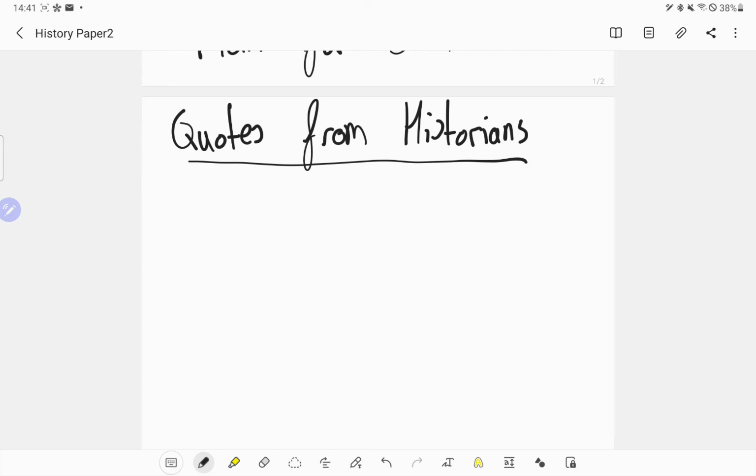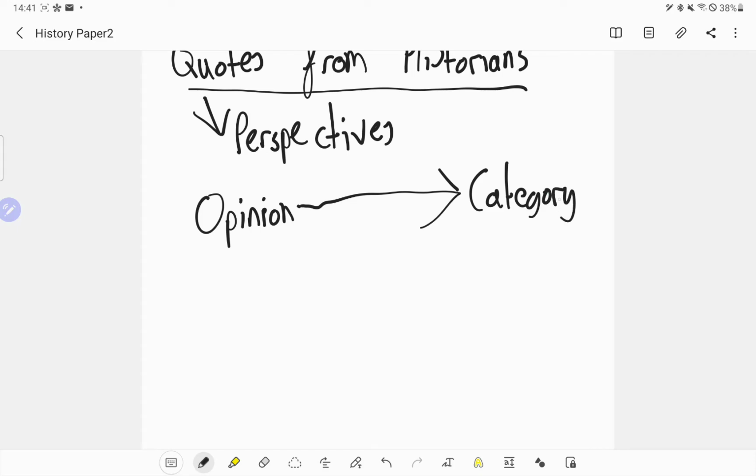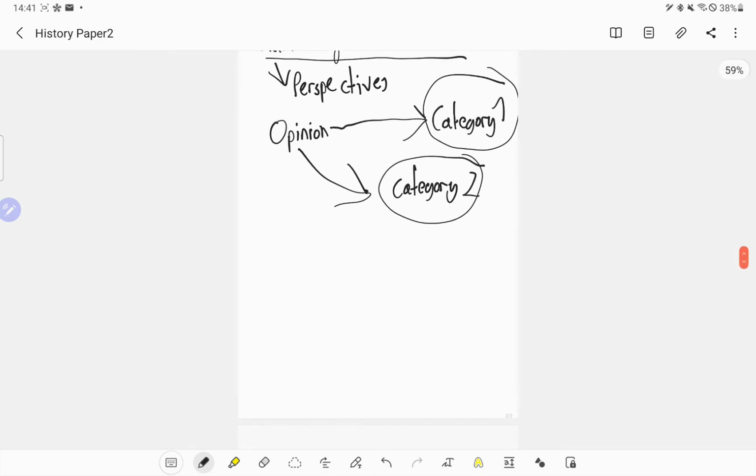Quotes from historians are a very good tool you can use in your essay to give a different perspective, because we're talking about perspectives here mainly. These can either be used to support your argument, which is a bit weaker, or you can use them differently. For example, your opinion says category 1 is the most important. Now this perspective says category 2 is the most important. Now you might say, why would I write that in my essay? Why would I need such a perspective that discredits me?